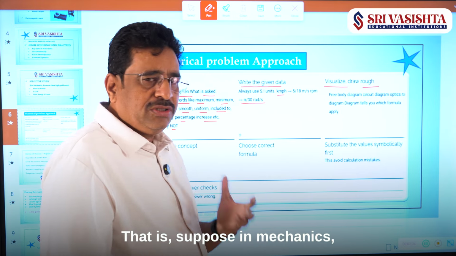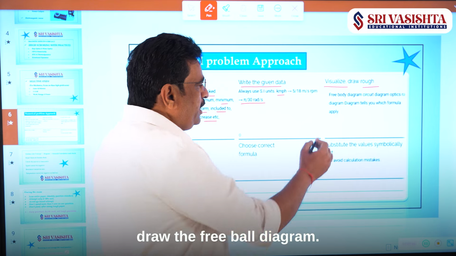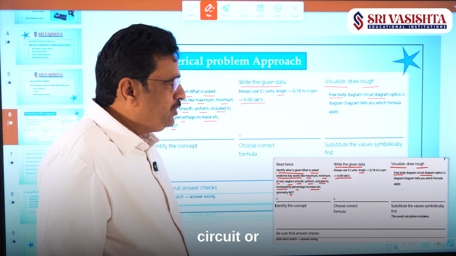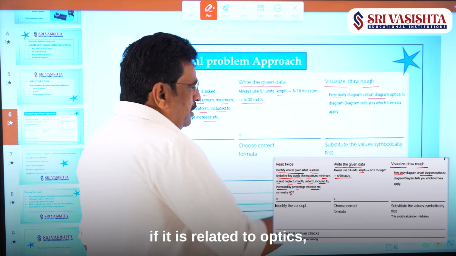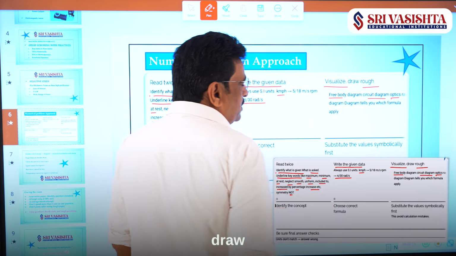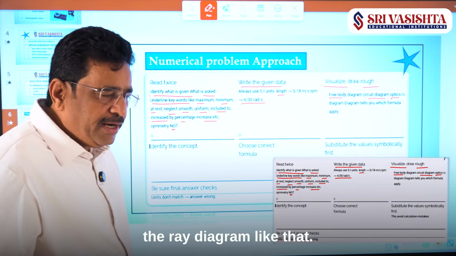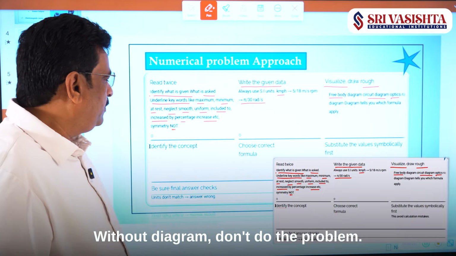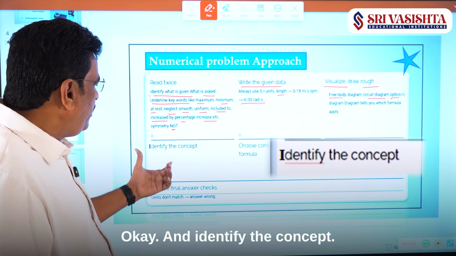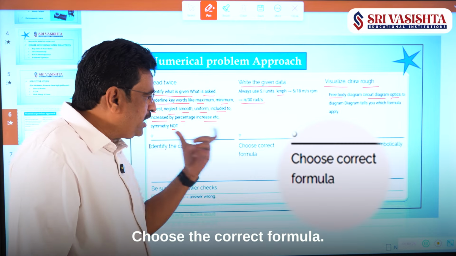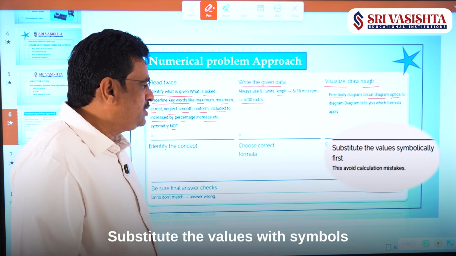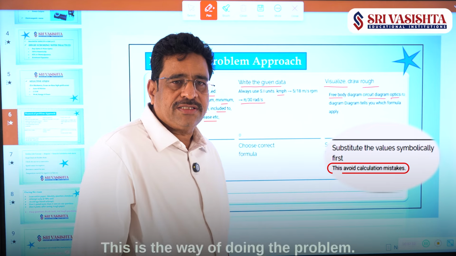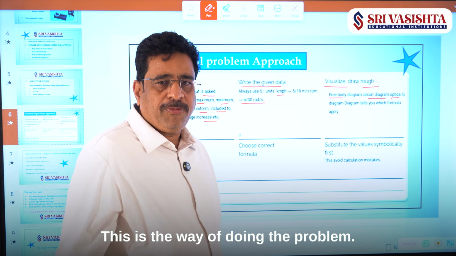Suppose in mechanics, draw the free body diagram. Suppose the question is related to an electric circuit, draw the circuit; if it is related to optics, draw the ray diagram. Without a diagram, don't do the problem. And identify the concept. Choose the correct formula. Substitute the values with symbols first and avoid calculation mistakes. This is the way of doing the problem.